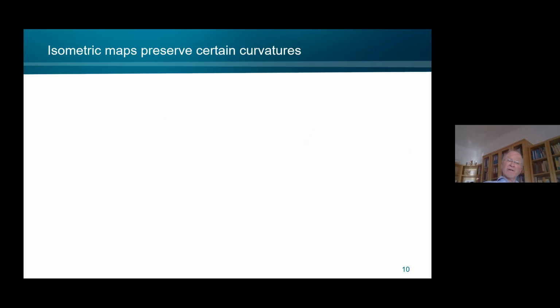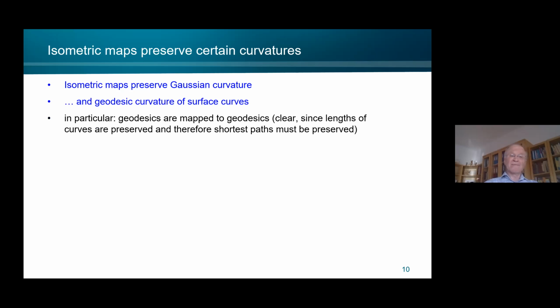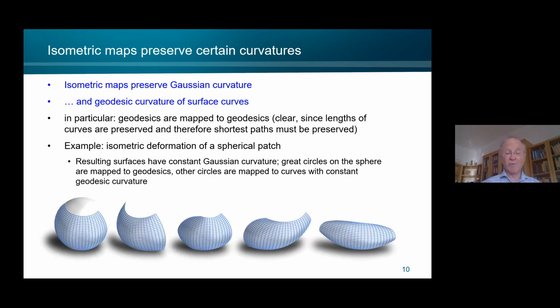From a geometric point of view, it is important to note that isometric maps preserve the Gaussian curvature, which is the product of principal curvatures, and also the geodesic curvature of surface curves. And of course, as a special case, geodesics, namely shortest paths, are mapped to geodesics, which is clear anyway by the length preservation of isometries.